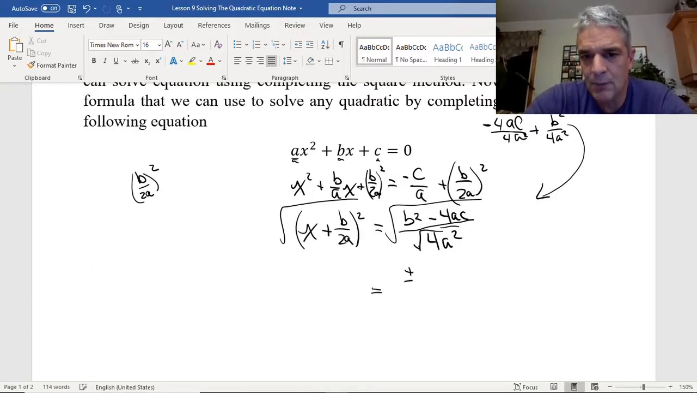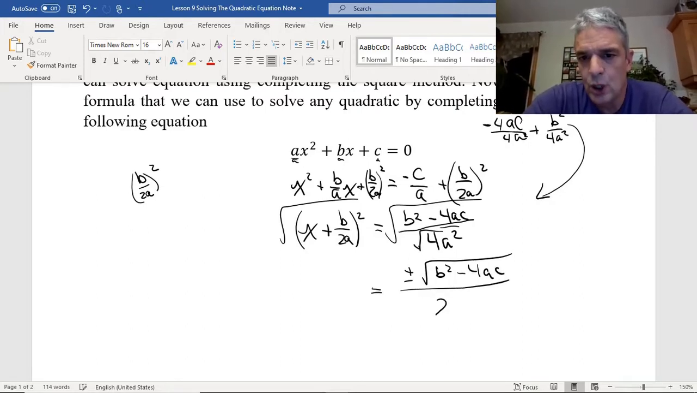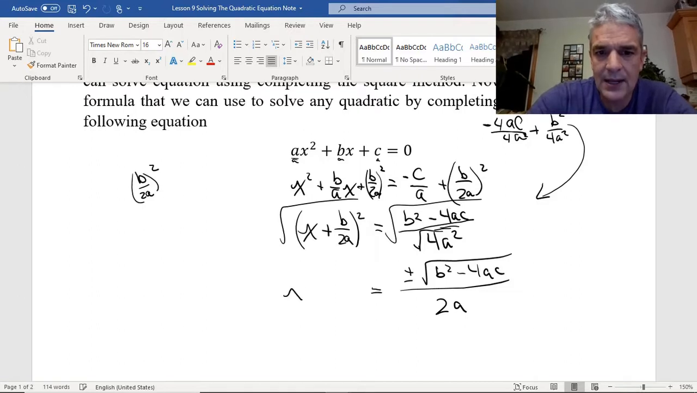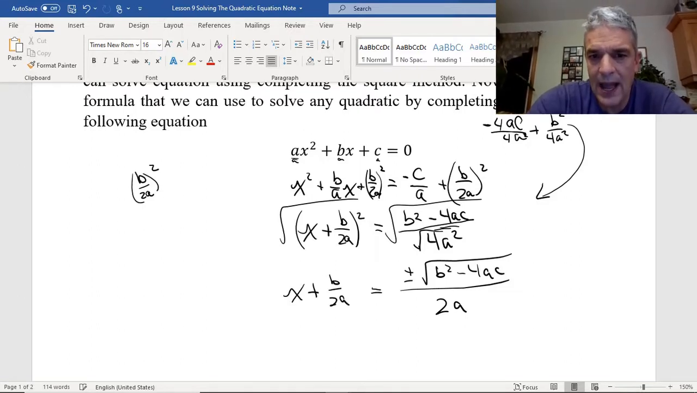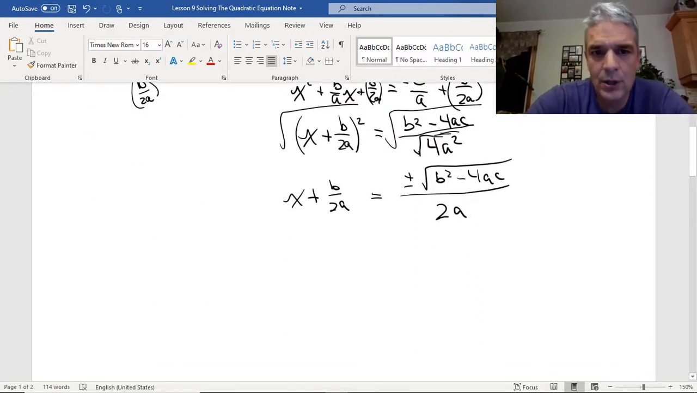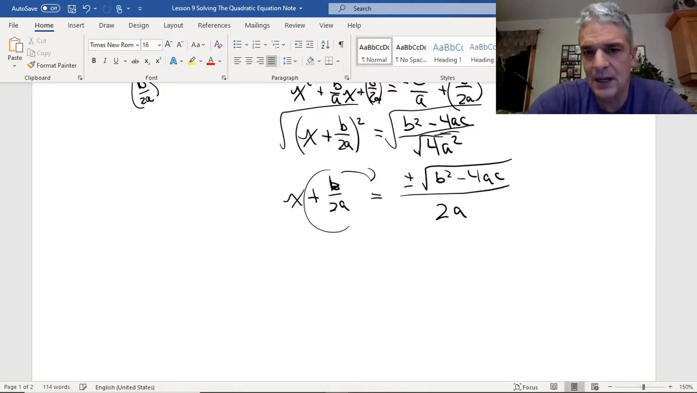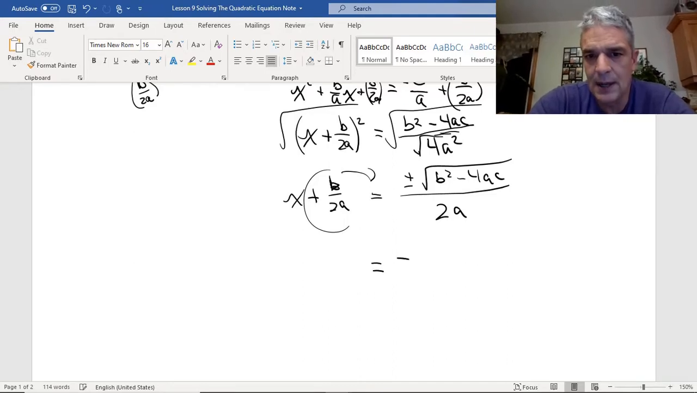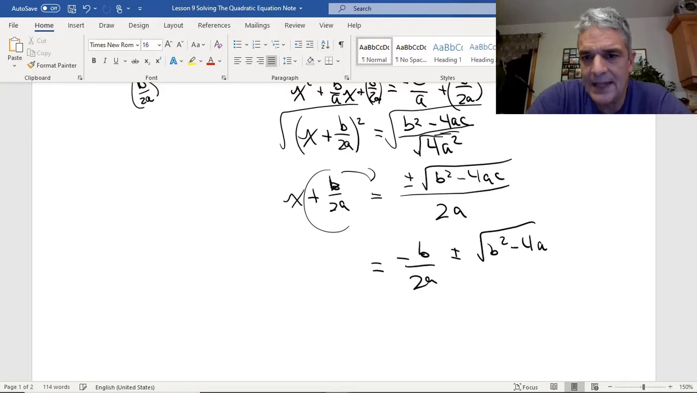So we end up with plus or minus the square root of b squared minus 4ac all over 2a on the bottom, because when we take the square root of 4, we get 2, and the square root of a squared is just a. And then over here, we get x plus b over 2a. And this allows us, I'm going to scroll up here, this allows us now to finish the quadratic equation by bringing this term over to the other side where it becomes minus, and we write it out in front. So it becomes minus b over 2a plus or minus the square root of b squared minus 4ac over 2a.